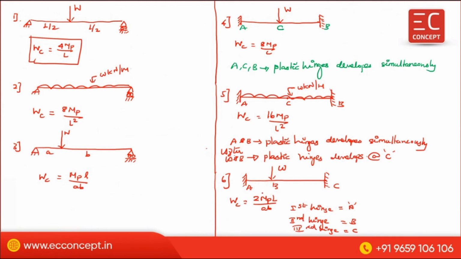Be careful. For an eccentric load on a simply supported beam it is MP L by AB, but for a fixed beam with a point load it is 2 MP into L divided by AB. Next one is the seventh: propped cantilever beam with a center point load W. Then the collapse load is equal to 6 MP by L.